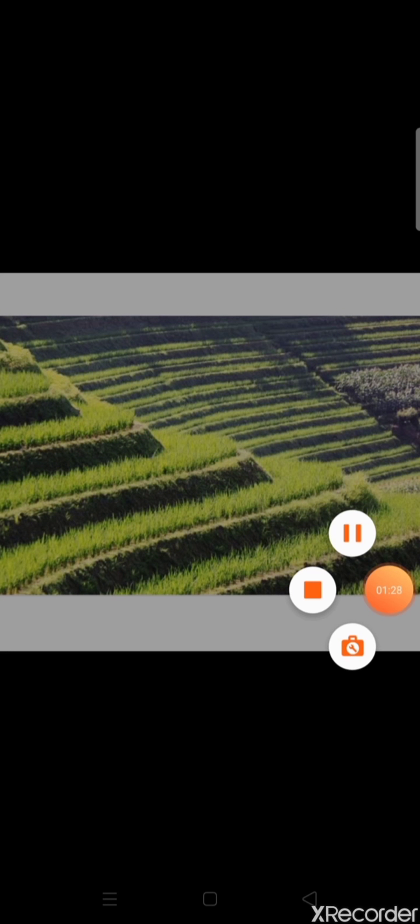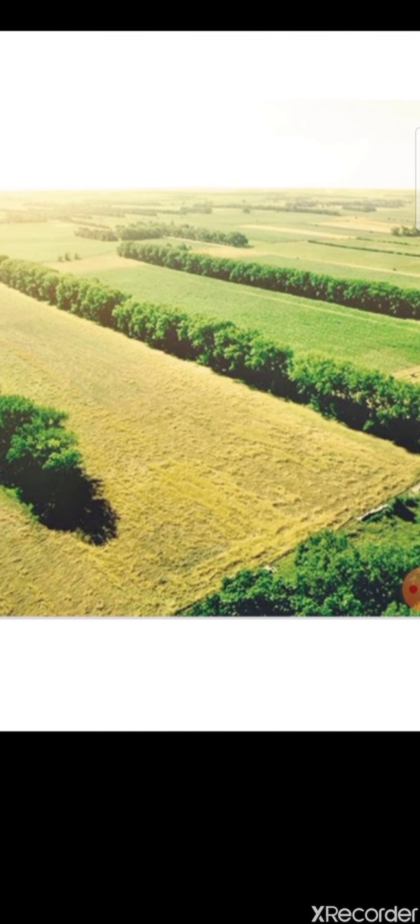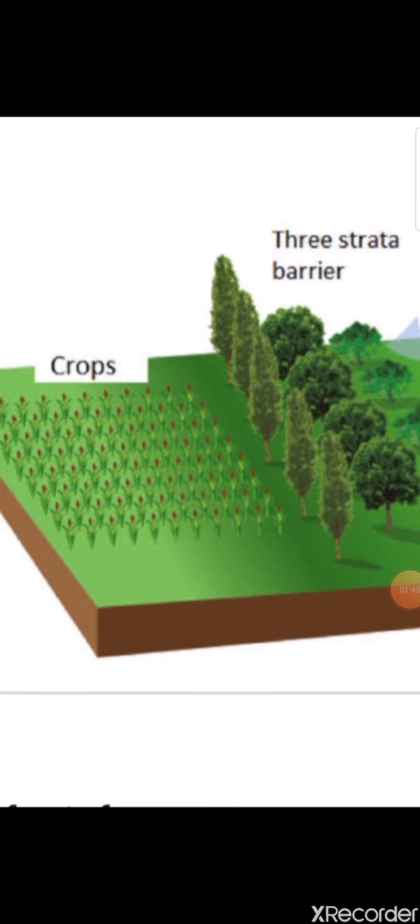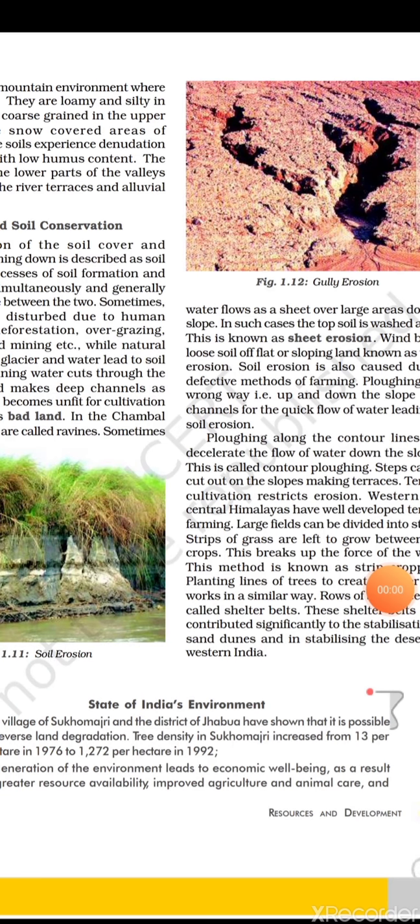And next is shelter belt. A shelter belt is a barrier of trees and shrubs that provides protection from winds and storms. As you can see in this picture, here the crops are grown, then there is a barrier of trees which checks soil erosion by wind. Apart from all these methods, afforestation can be done, as we all know that the roots of the trees bind the soil and it controls the washing and blowing away of soil by wind and water.